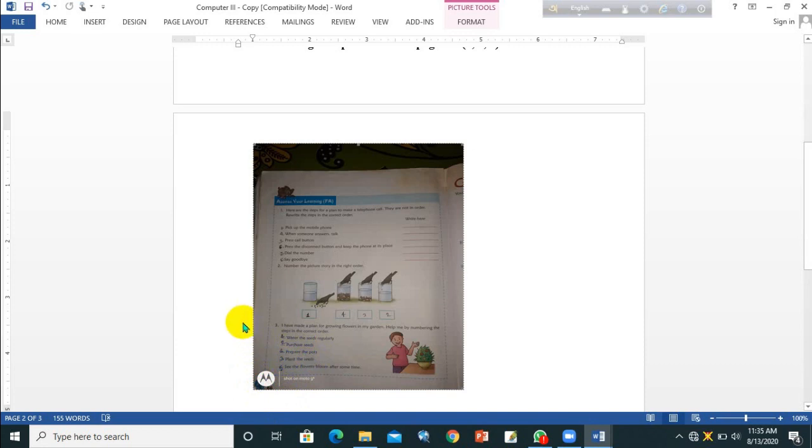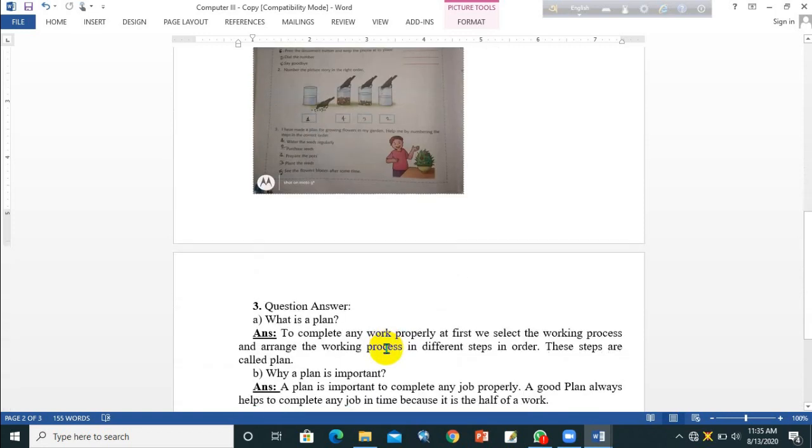Number four, water the seeds regularly. This is number four. Number five, see the flowers bloom after some time. That is five number. I hope that if you open your page number 86, then you can match it with me. So next one is the question answer.